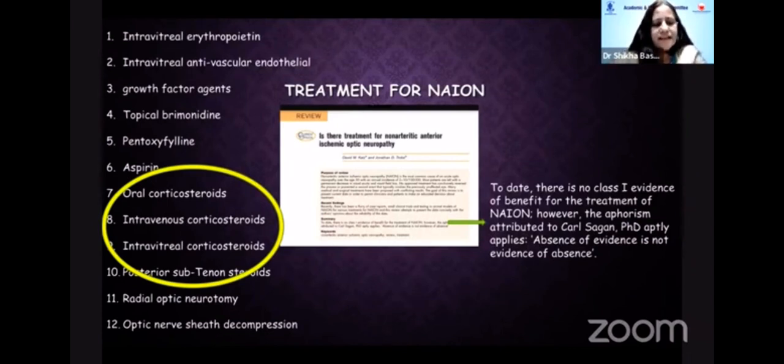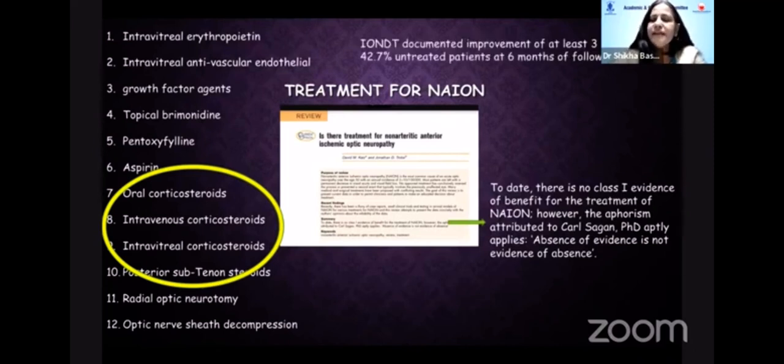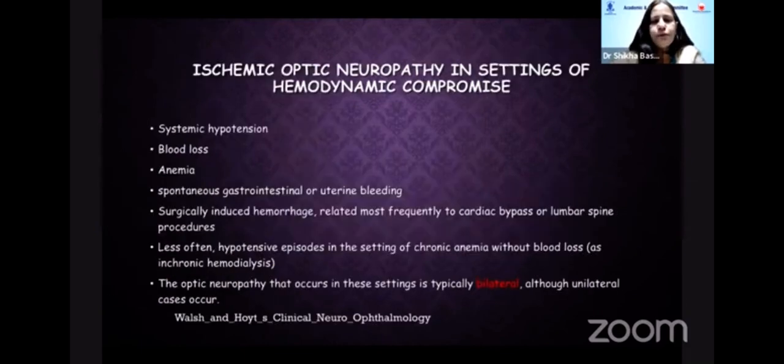Optic nerve sheath decompression trial was aborted because it led to worsening of the visual acuity. But what this study did tell us was that in around 42.7% of patients who were not treated, at 6 months there was 3-line improvement in vision.